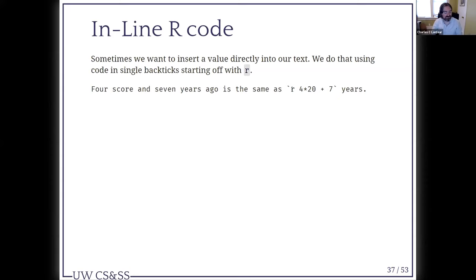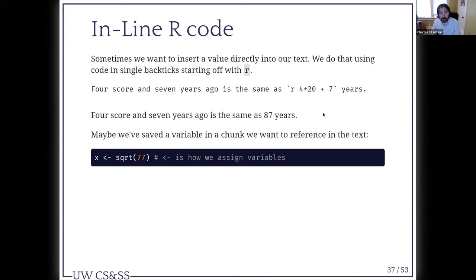So if I write this, 47 years ago is the same as backtick R space 4 × 20+7 backtick years. In the document that gets knitted, it's going to show this: 47 years ago is the same as 87 years. It does the math and only shows the result. This is nice if you want to do calculations right in the middle of a sentence and people will never even know the math is there in the document.